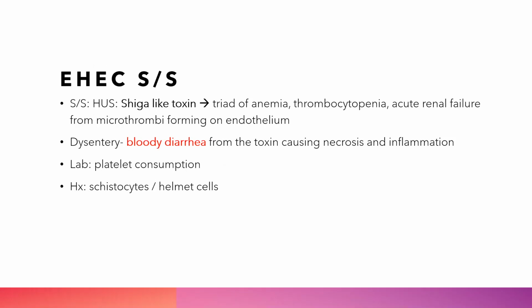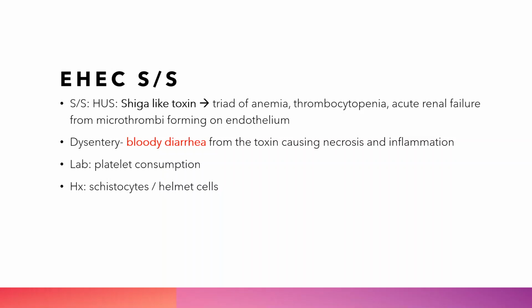So what are the signs and symptoms of enterohemorrhagic E. coli? We have HUS, hemolytic uremic syndrome. The Shigella-like toxin causes a triad of anemia, thrombocytopenia, and acute renal failure. That's due to microthrombi forming on the endothelium. So now you start forming these little thrombi, and they start blocking these small arteries, and you lead to renal failure. Dysentery means a bloody diarrhea from the toxin causing necrosis and inflammation. So with EHEC, the Shigella-like toxin, you do see necrosis and inflammation.